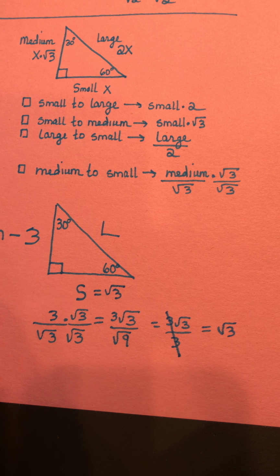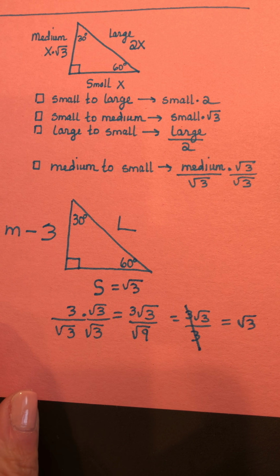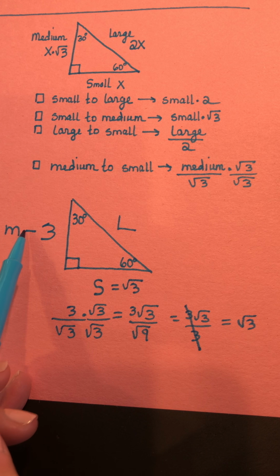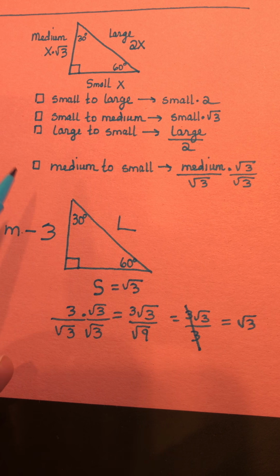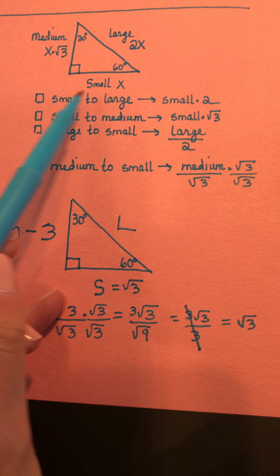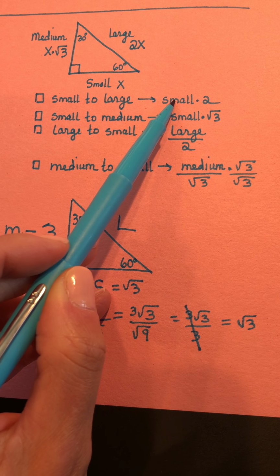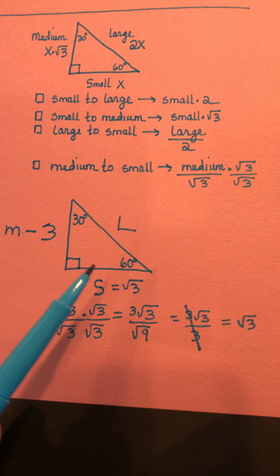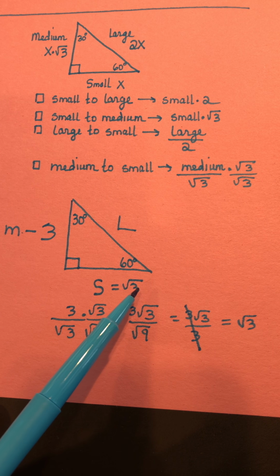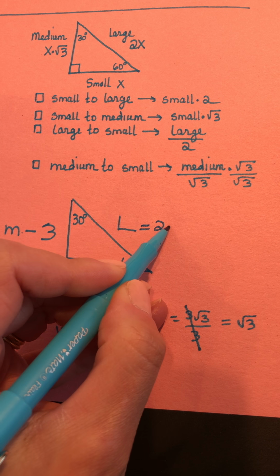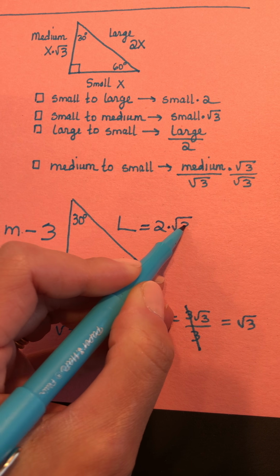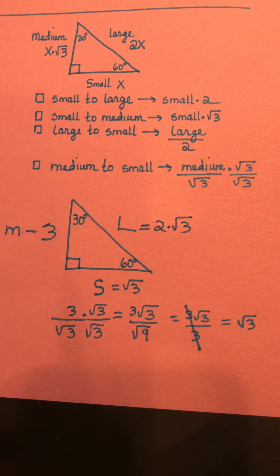Okay? Now, I just have to find my large side. Again, should I go medium to large or small to large? The only formula I have is small to large, and it tells me take my small side, multiply by 2. So my small side is the square root of 3. I'm just going to multiply it by 2, so you just do 2 times root 3. And that is an example of a 30, 60, 90.